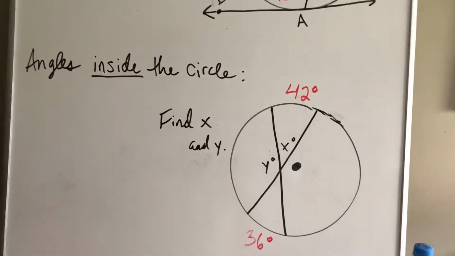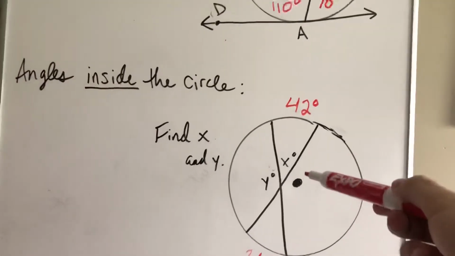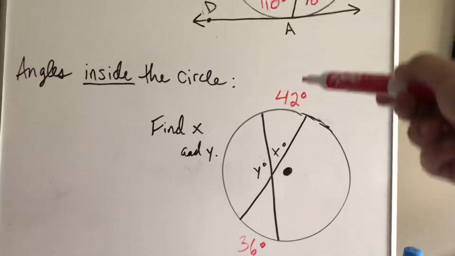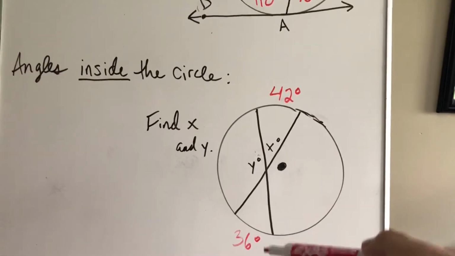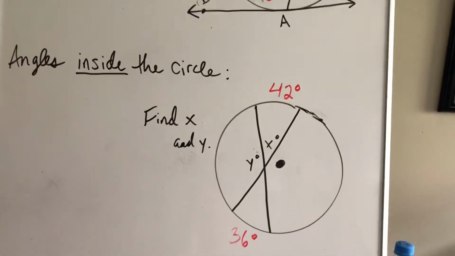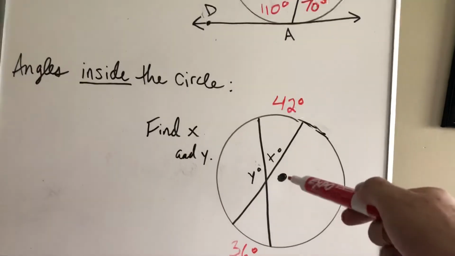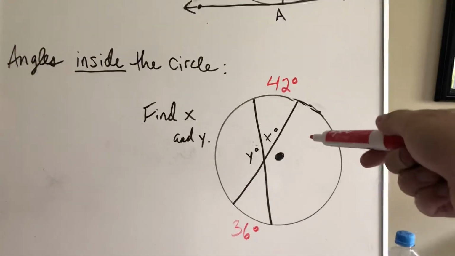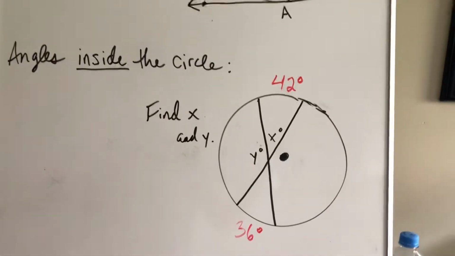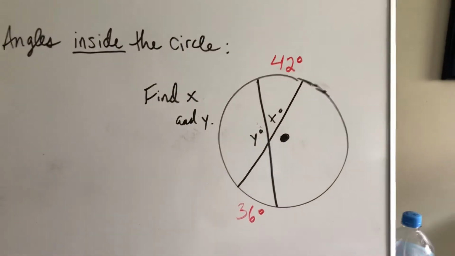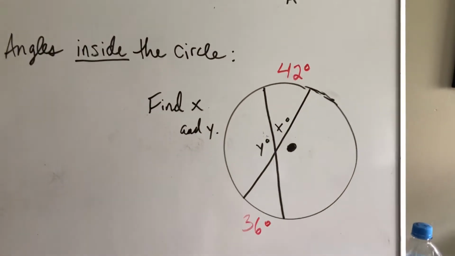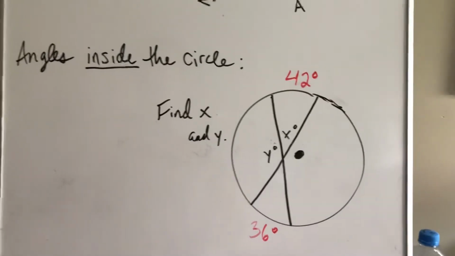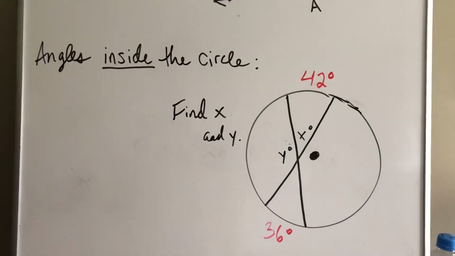Now we have two chords intersecting, and we're going to find two answers here, x and y. We have two small minor arcs given, 42 and 36, and I want you to notice that neither of these chords are diameters. Neither of them intersect the center of the circle. So if they were diameters, they would be central angles. They would have the exact same measure as the arcs they formed. But for this one, we need to learn a quick new formula.